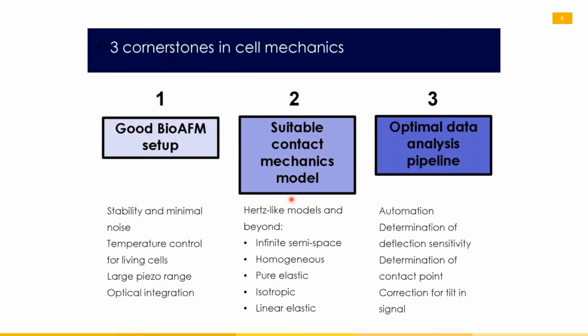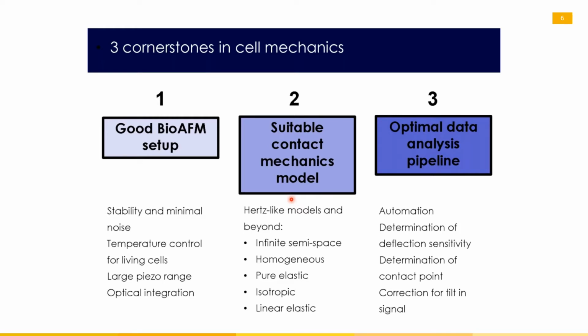There are three cornerstones in cell biomechanics. The first one is having a good bio-AFM setup, which consists of stability and minimal noise, temperature control for living cells, large piezo range, and optical integration. The second one is a suitable contact mechanics model, so Hertz-like models and beyond: infinite half-space, homogeneous, isotropic, and linear elastic.